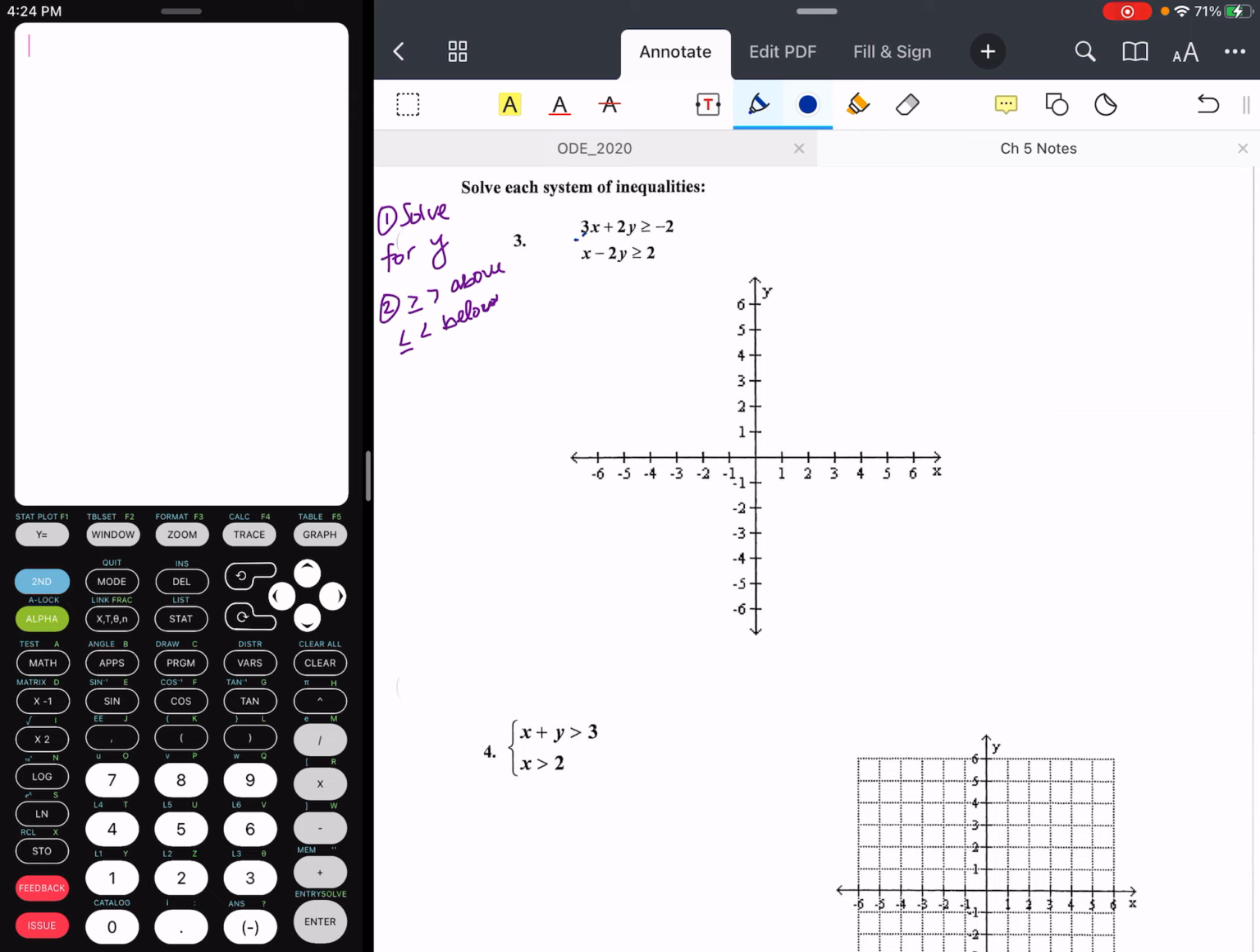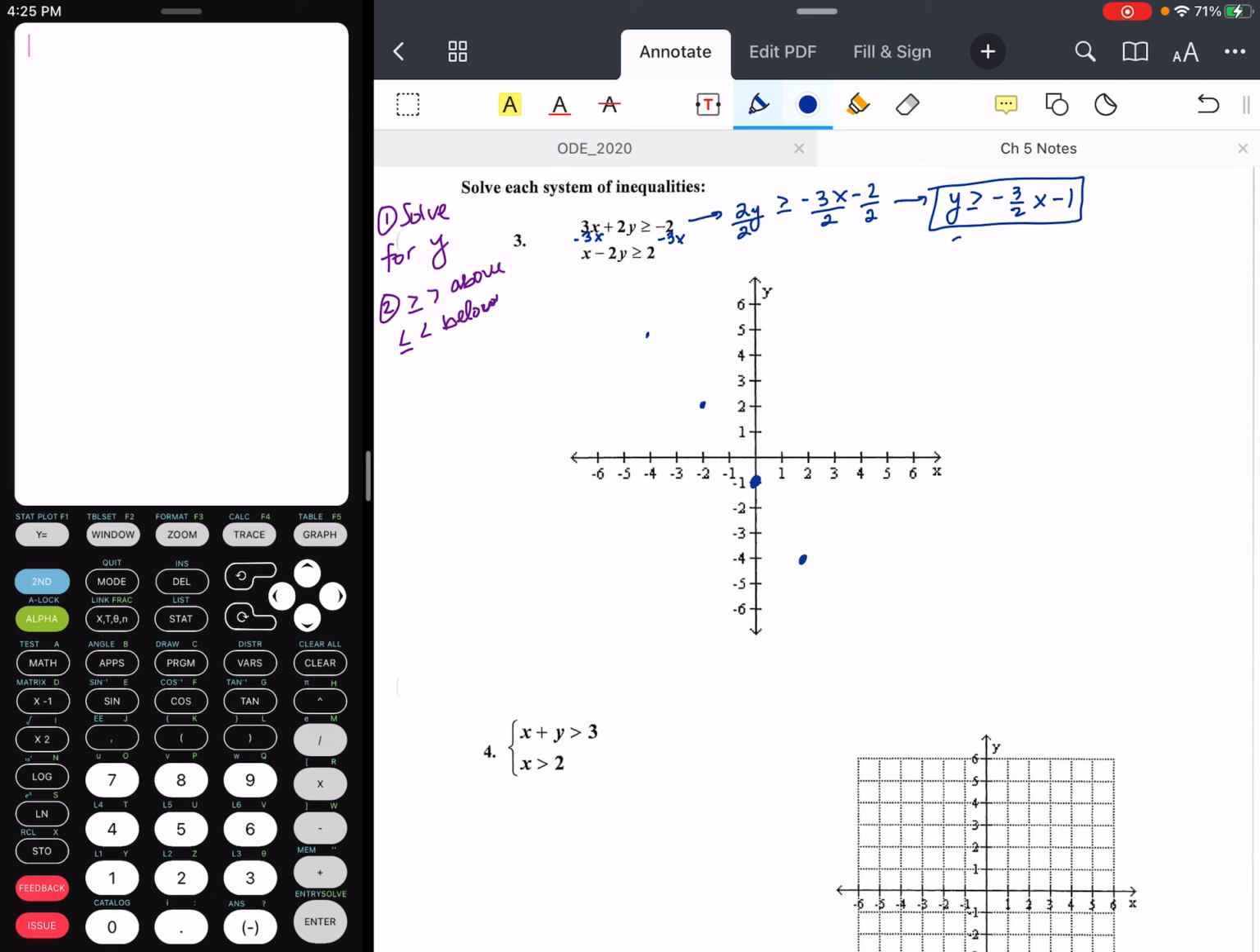So for number 3, I'm going to start by solving for y for the first inequality. So I have 2y greater than or equal to negative 3x minus 2. Divide all the way across by positive 2. So y greater than or equal to negative 3 halves x minus 1. So that's my first inequality. Here's 0, negative 1, my y-intercept, and then my slope of negative 3 over 2. So down 1, 2, 3, and to the right 2. Or equivalently, up 1, 2, 3, and to the left 2. Puts me right about there.